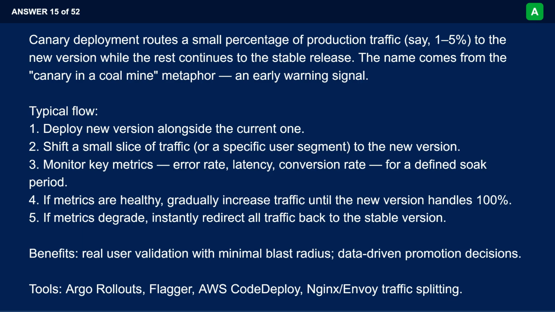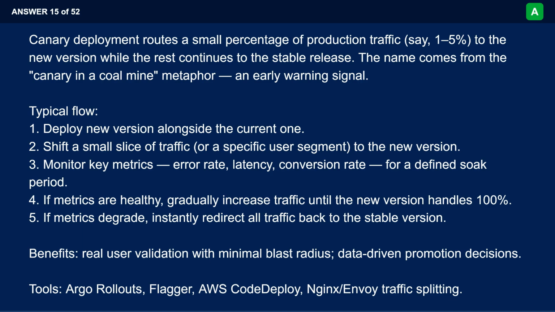Typical flow: 1. Deploy new version alongside the current one. 2. Shift a small slice of traffic or a specific user segment to the new version. 3. Monitor key metrics, error rate, latency, conversion rate for a defined soak period. 4. If metrics are healthy, gradually increase traffic until the new version handles 100%. 5. If metrics degrade, instantly redirect all traffic back to the stable version.